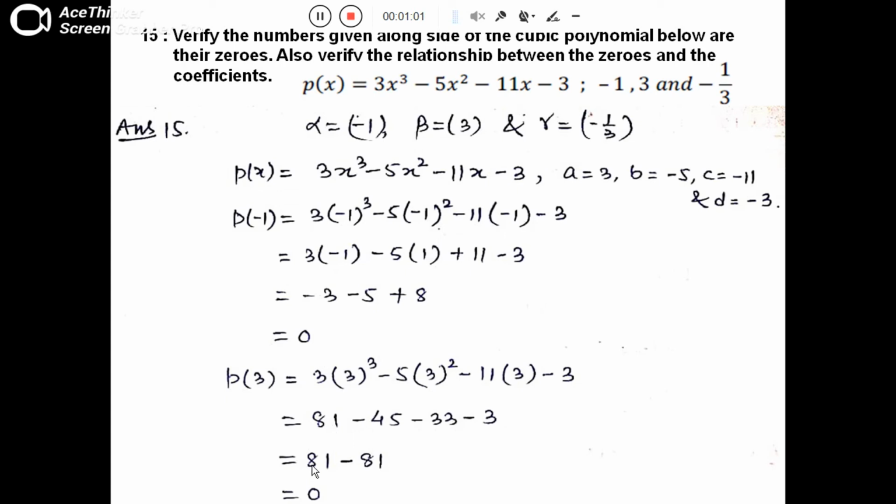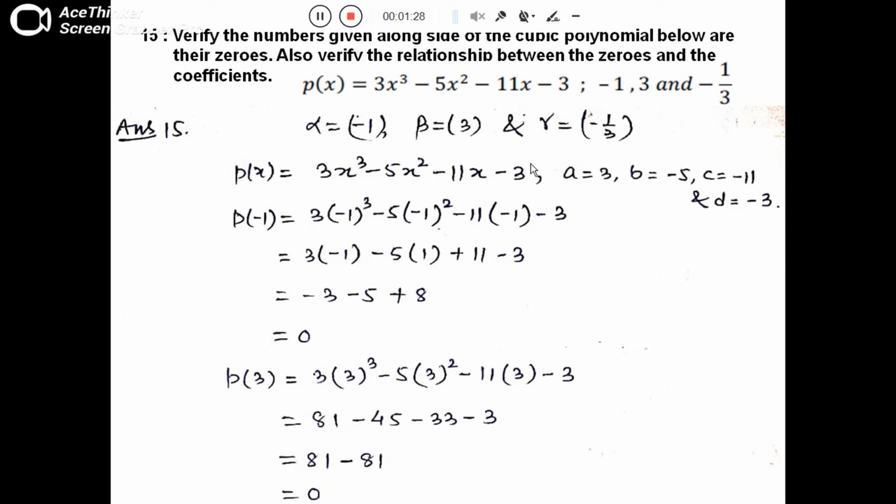So 81, and these three are the negative terms, you have to add: minus 45 minus 33 minus 3, you will get minus 81. So 81 minus 81 equals 0. This p of 3 equals 0. Again verified that this 3 is also a zero of this polynomial.